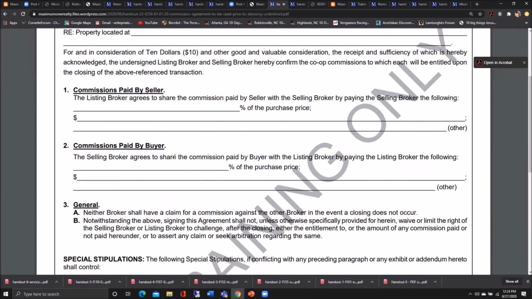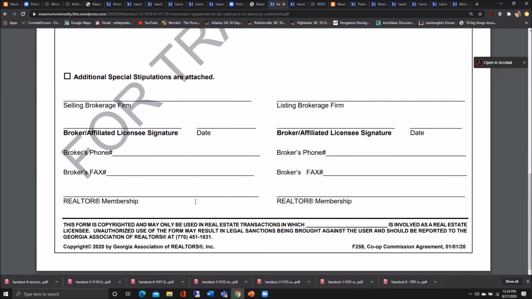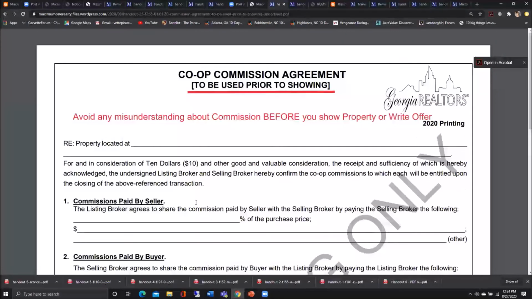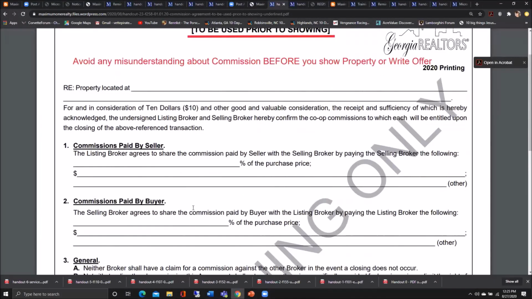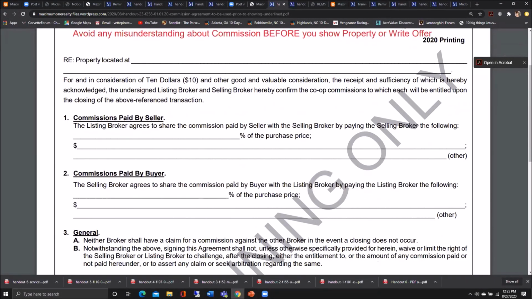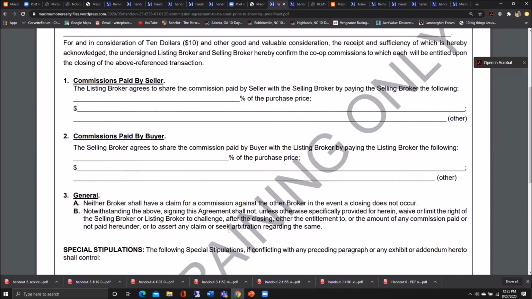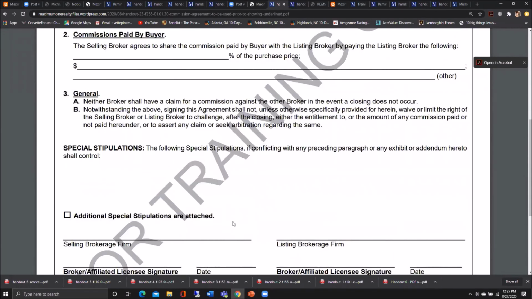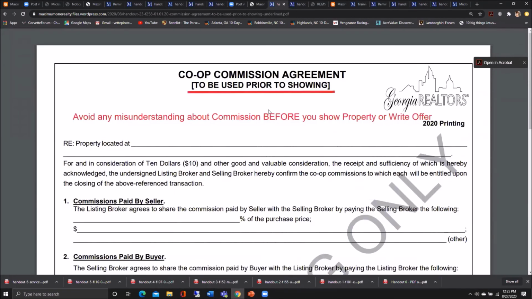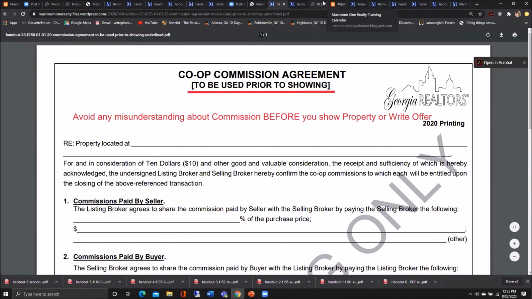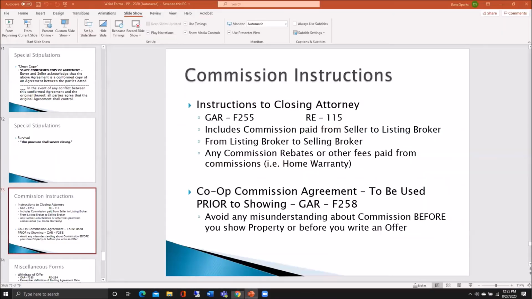And this is anything paid by the buyer. There's nothing here about rebates or anything else. These are not instructions to closing attorney. This is just an agreement between the listing broker and the buying broker so that the buyer's broker can be assured in writing of how much their broker is going to get paid before showing a property. Avoid any misunderstandings up front.